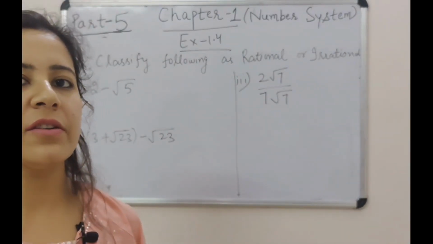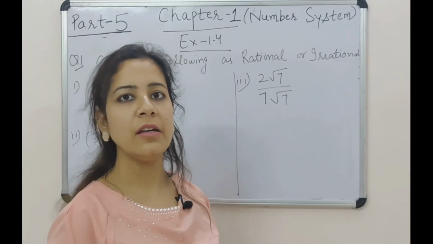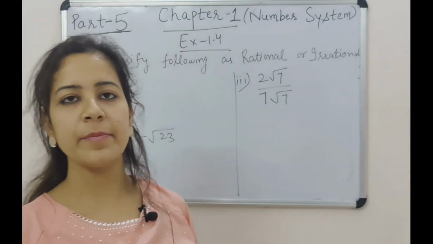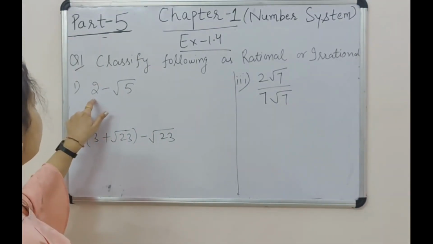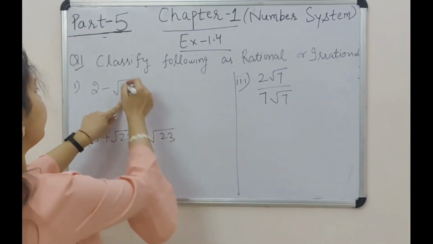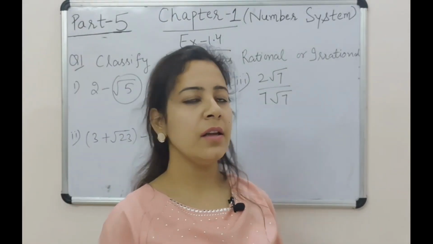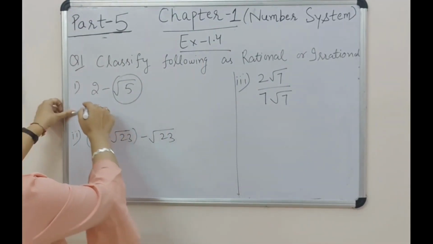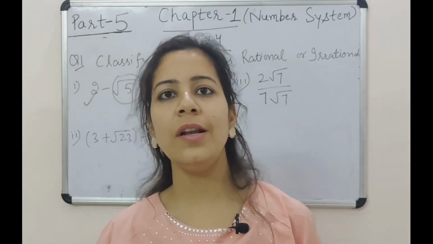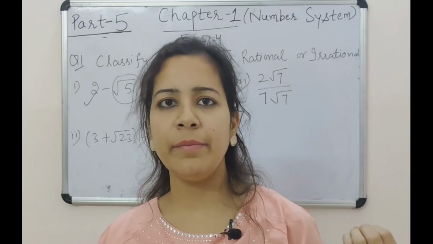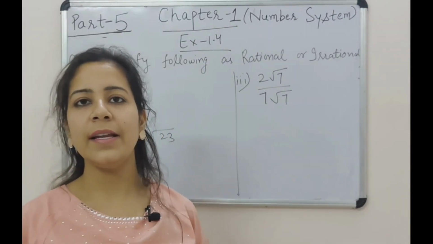So the very first question is to classify the following as rational or irrational. After simplifying, you need to check whether your resultant is becoming a rational or an irrational number. Very first given part is 2 minus root 5. We know very well, friends, that root 5 is an irrational number, right? I told you, and 2 is my rational. अभी आपको conclusion 1 बताया था, whenever you have a rational and irrational and you are adding or subtracting them, your output is always an irrational.